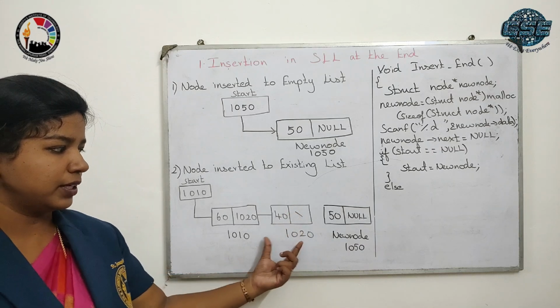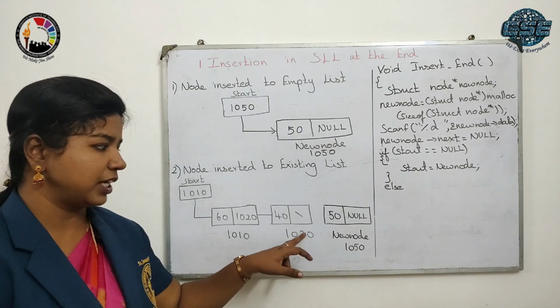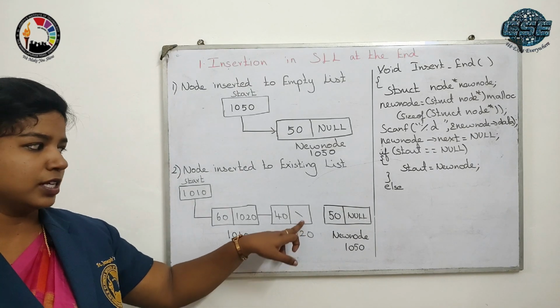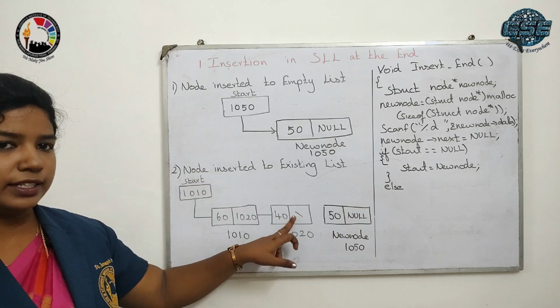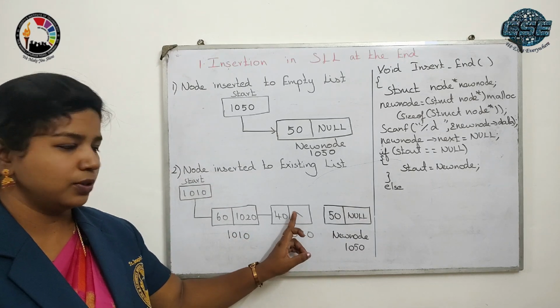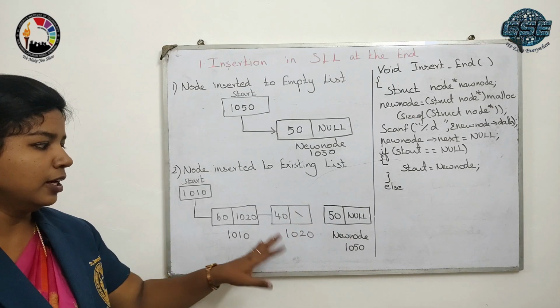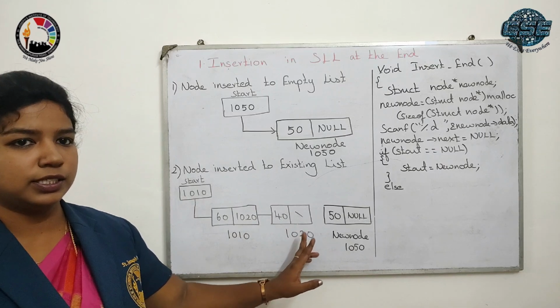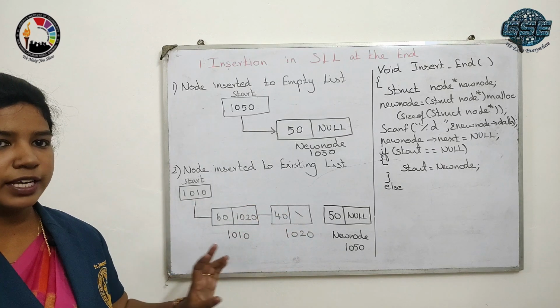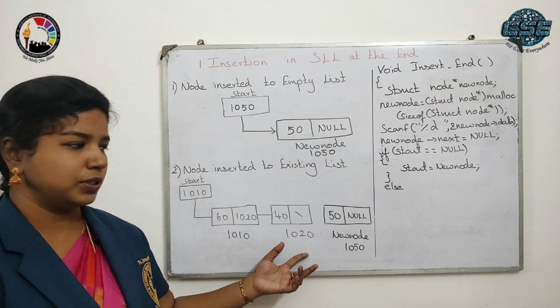If you want to connect this existing linked list with the new node, we have to change the address of the last node's next value. This should get the address of the new node. If you change the address of this node's next pointer, then the two nodes will be linked together. But we cannot directly jump to the last node, as in arrays, we don't have any index value here. So we cannot directly jump to the last node.